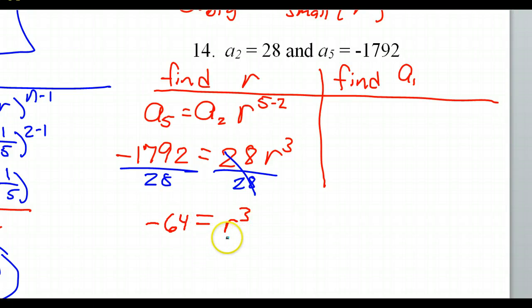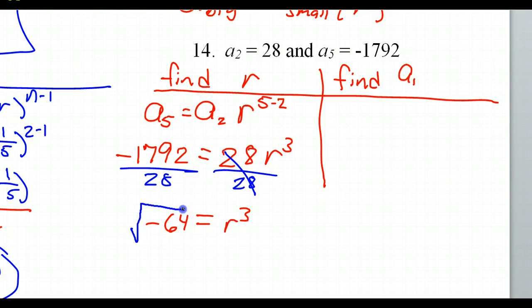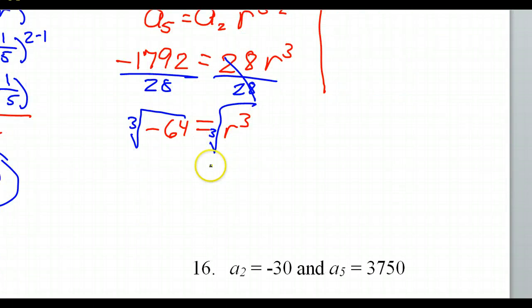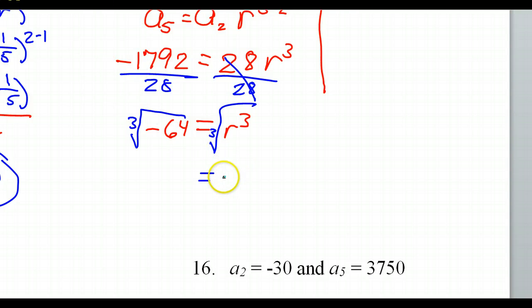Now we need to know what r itself is, but we've got this third power. How do we uncube things? To uncube something, we're going to need the cube root. Now we learned how to take the cube root using the calculator a long time ago when we were working with spheres. If I take the cube root of something cubed, I'm just going to get the variable plain r. But how do I do the cube root? I know this answer in my head, but let me show you.